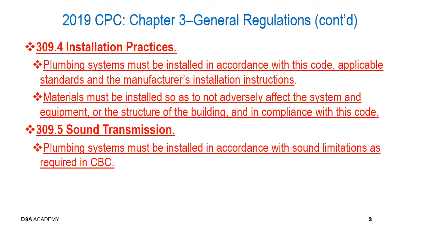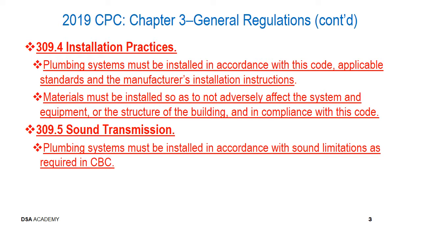Chapter 3 also includes a couple of new amendments or code sections. One deals with installation practices, and even though these are pretty obvious code requirements, I believe that the intent was to identify once and for all in the general section of Chapter 3 that these basic requirements hold true throughout the plumbing code. The first one is, of course, that plumbing systems have to be installed in accordance with the code, obviously, and the applicable standards and the manufacturer's installation instructions.